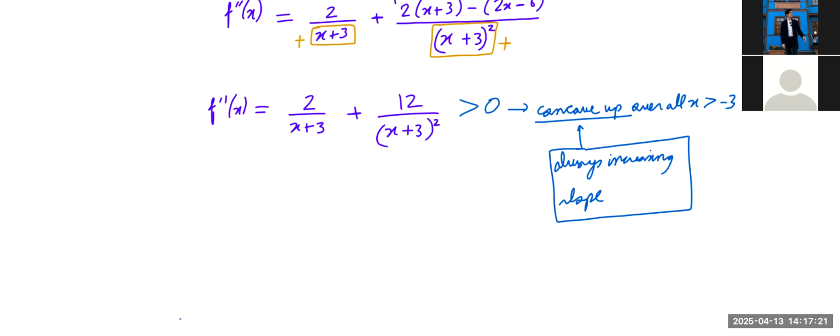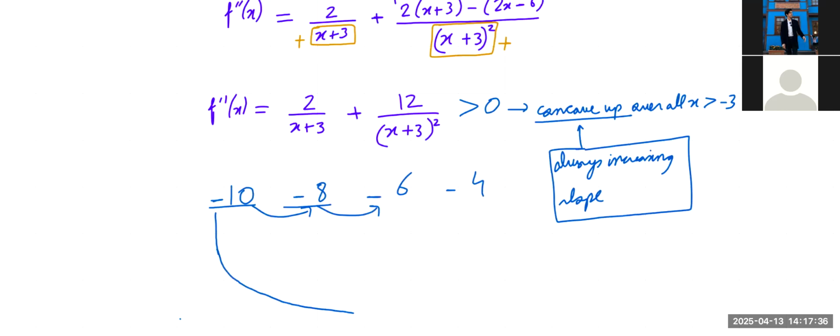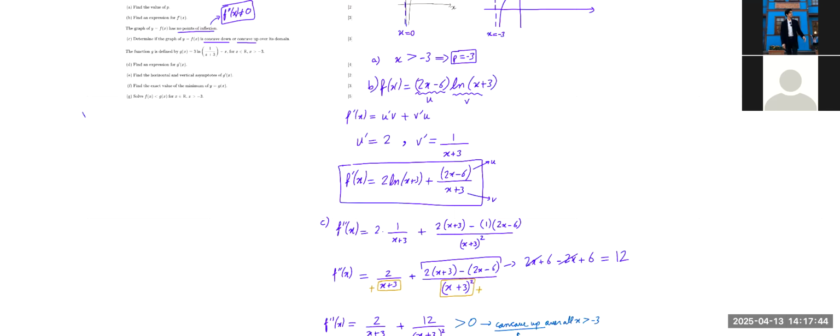For example, if someone's slope is -10 and then it's -8 and then -6, -4, so it's going down sharply and then less sharply and then less sharply. But it's always going down, and it's still increasing its slope. Its slope is increasing towards the positive side, so it is concave up. You see what I mean? So anyways, this one is concave up, always.